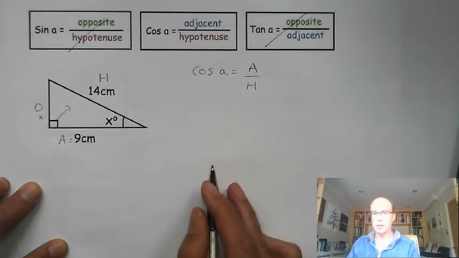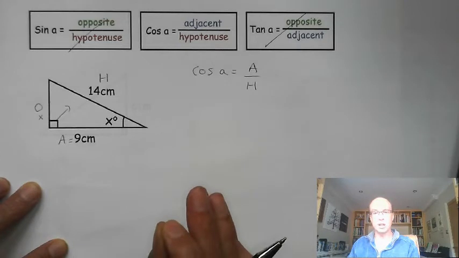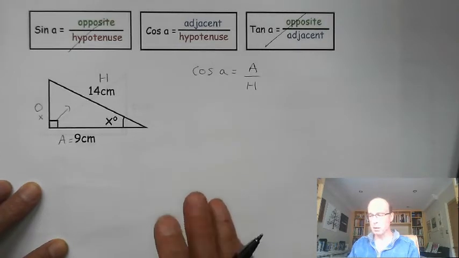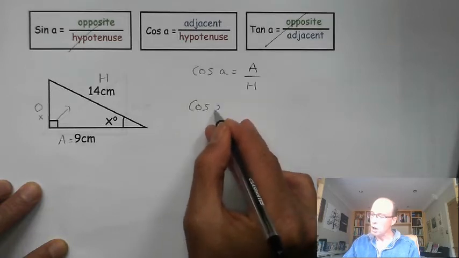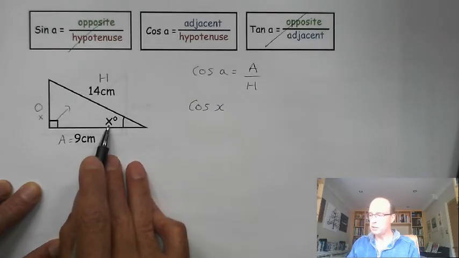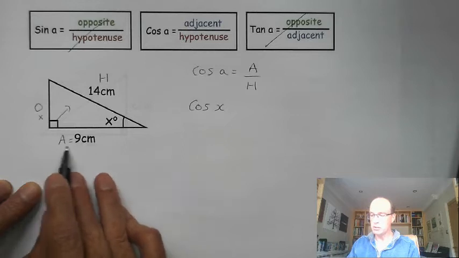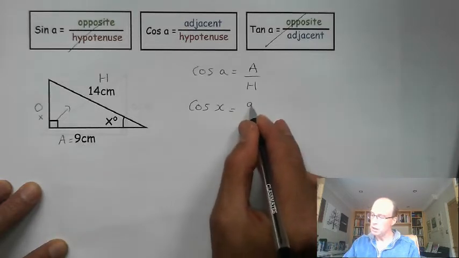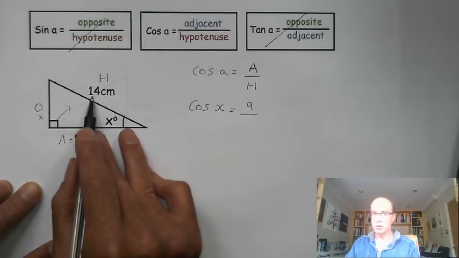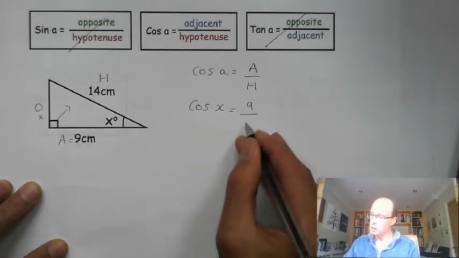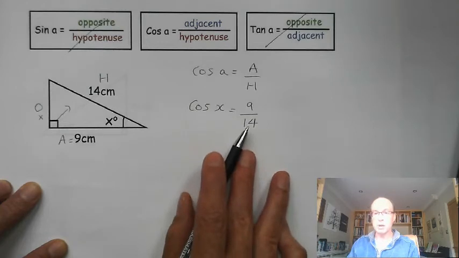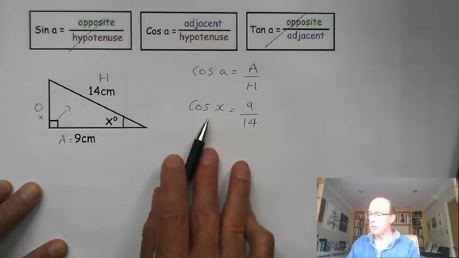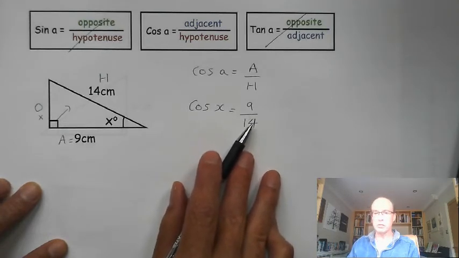I've written my ratio down. I've already identified the correct ratio. If I'm lucky, I've got myself a method mark. I'm going to substitute my values. Cos of the angle we're trying to find, X in this case, is equal to the adjacent side, which is 9, divided by my hypotenuse, which is 14. 9 divided by 14. This is a value my calculator could work out as a decimal. I've got cos of X is equal to 9 over 14.